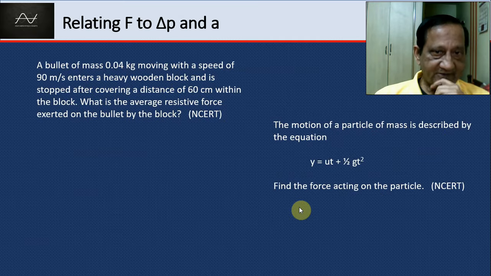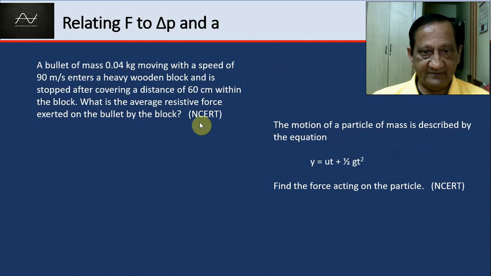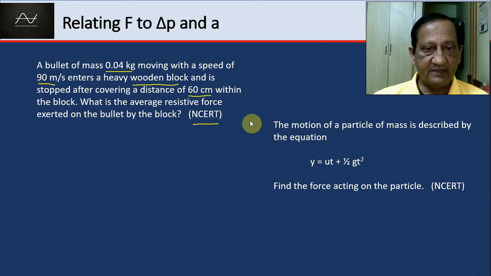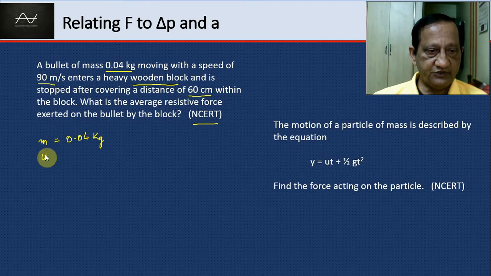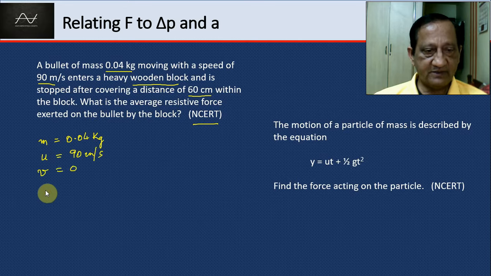Finally, let us do some numericals from NCERT. A bullet of this mass moving with this speed enters a heavy wooden block and is stopped after covering a distance of 60 centimeters within the block. What is the average resistive force exerted on the bullet by the block? The mass is given, the initial speed is given, and the final speed is zero. It comes to rest, and the distance traveled is 0.6 meters.